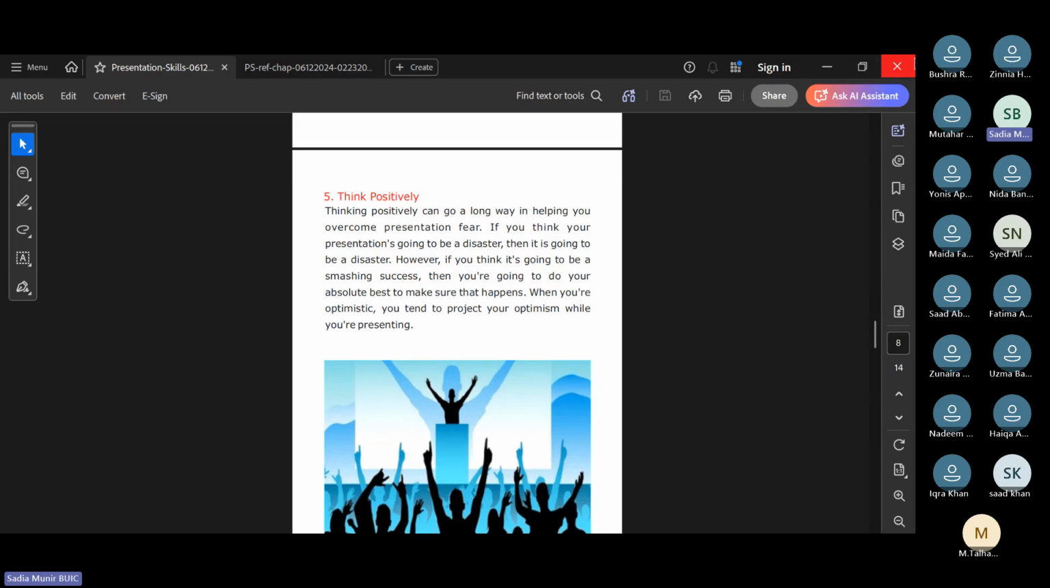Then think positively. If you think positively, you will be saving yourself from a disaster. If you think that you can do it, then you'll be able to do it. And if you fear it, then there is a possibility that you might fail at it.